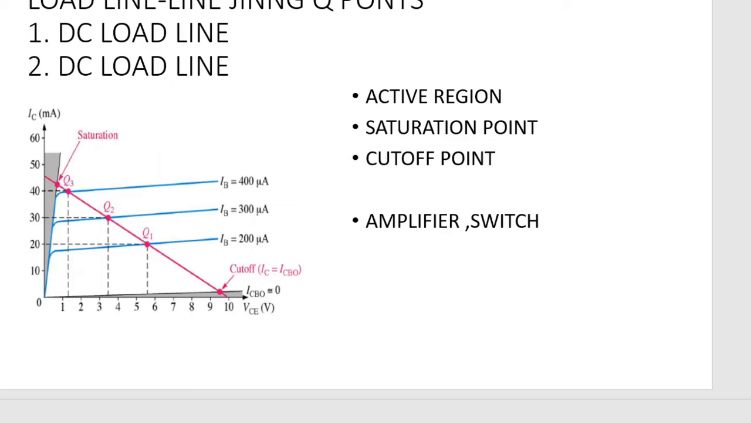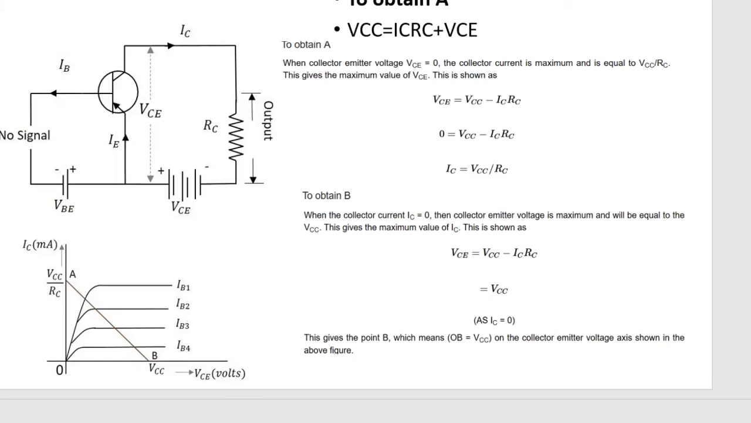I hope you understood what is Q point, what is load line, and what are the saturation point, active region and cutoff point. Now, we can see here another graph that represents the DC load line. The DC load line meets the collector current axis, the y-axis, at a point A, and it meets the x-axis at a point B. We can draw this load line from this circuit.